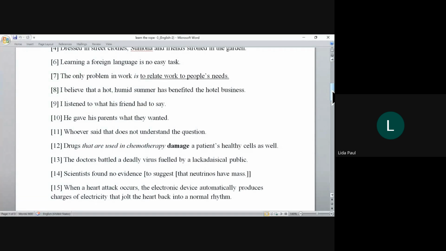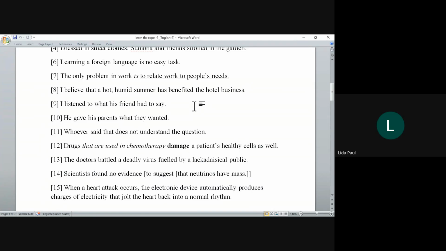I listened to what his friend had to say. What his friend had to say. I listened to, correct. So I listened to what his friend had to say. This part, what his friend had to say, is your subordinate clause. Now, what kind of subordinate clause is this? Noun. Yeah. So I listened to what? I listened to what his friend had to say. Okay. So what is your subordinating conjunction or your relative pronoun here? And what his friend had to say is your noun clause. Okay.